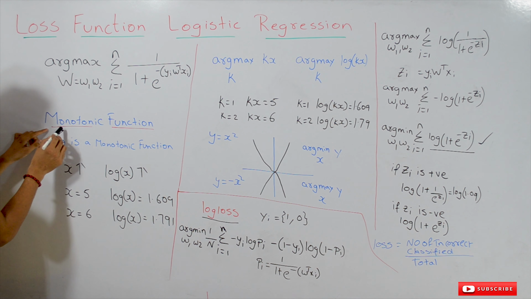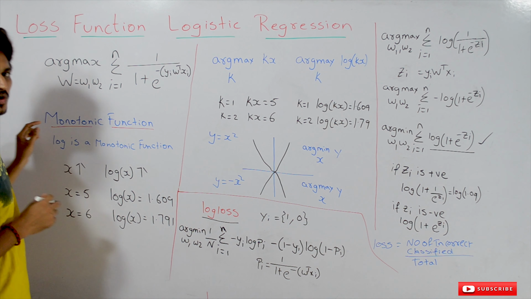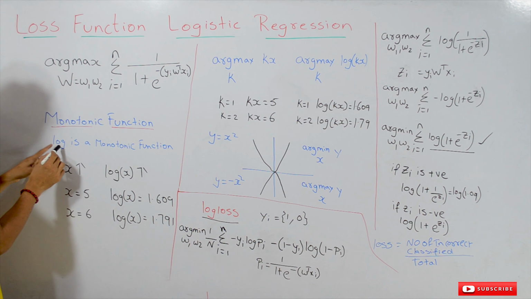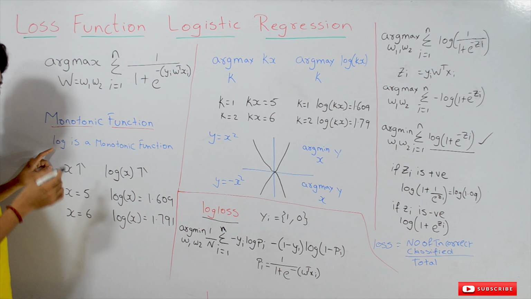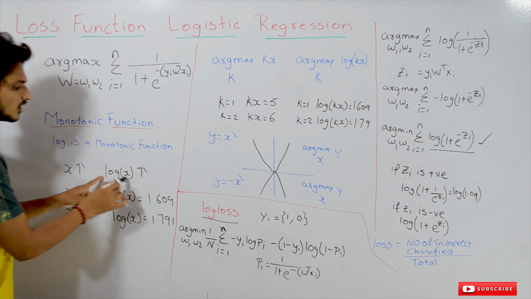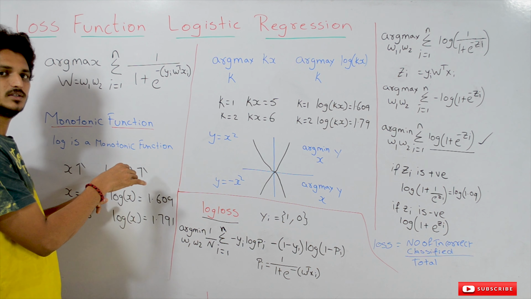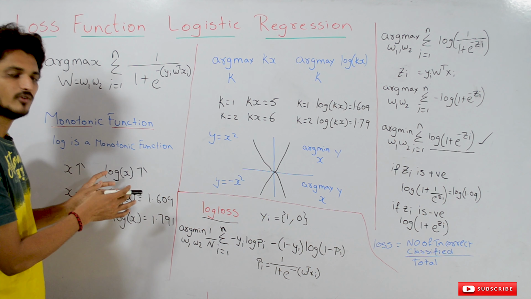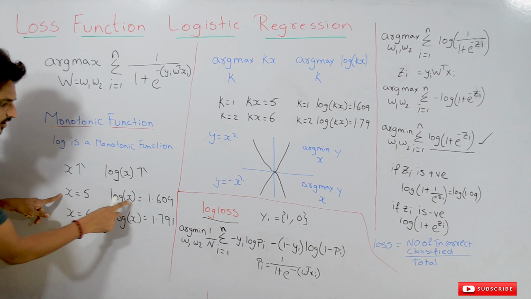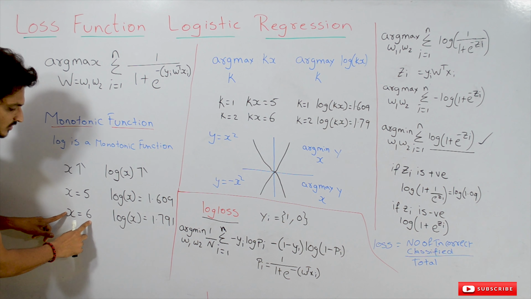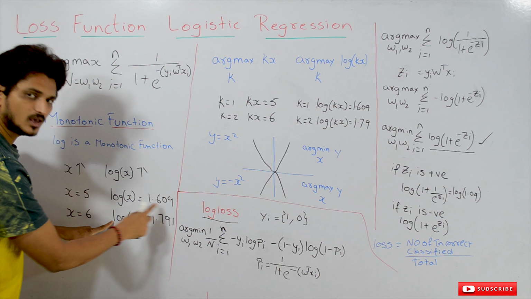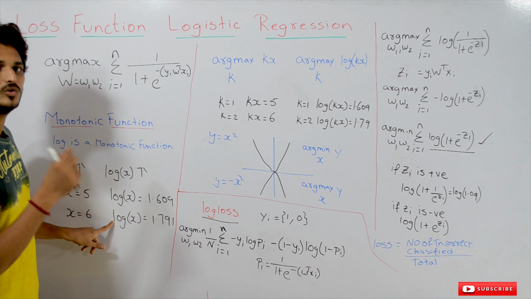The basic mathematics required is the monotonic function. Which function do we call a monotonic function? Log is a monotonic function. We call it monotonic because as the x value increases, the log of x value also increases. So log is a monotonic function. For x equal to 5, log x is 1.609. For x equal to 6, the x value increases, and log of x should also increase, then we call it a monotonic function.